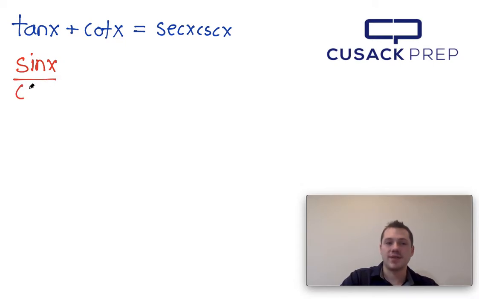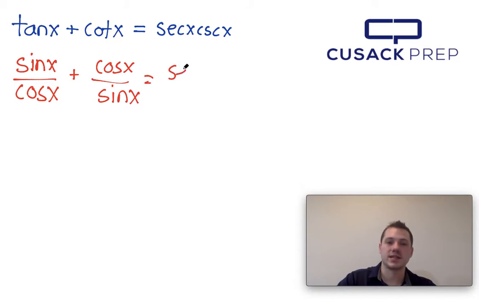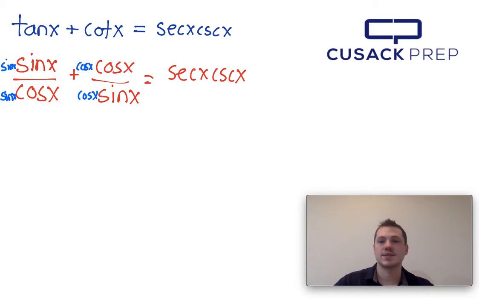So I would have sine of x over cosine of x plus cosine of x over sine of x. And the right side remains the same, just equals secant of x times cosecant of x. Now, I'm going to multiply this left fraction by sine of x over sine of x, because I need my denominators to be the same. And I'm going to multiply this by cosine of x over cosine of x.